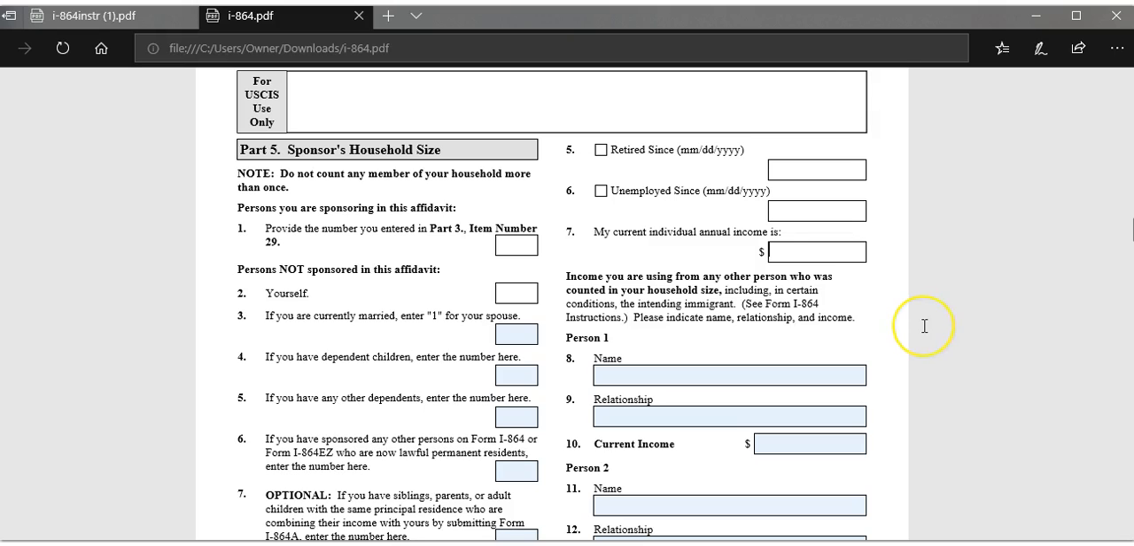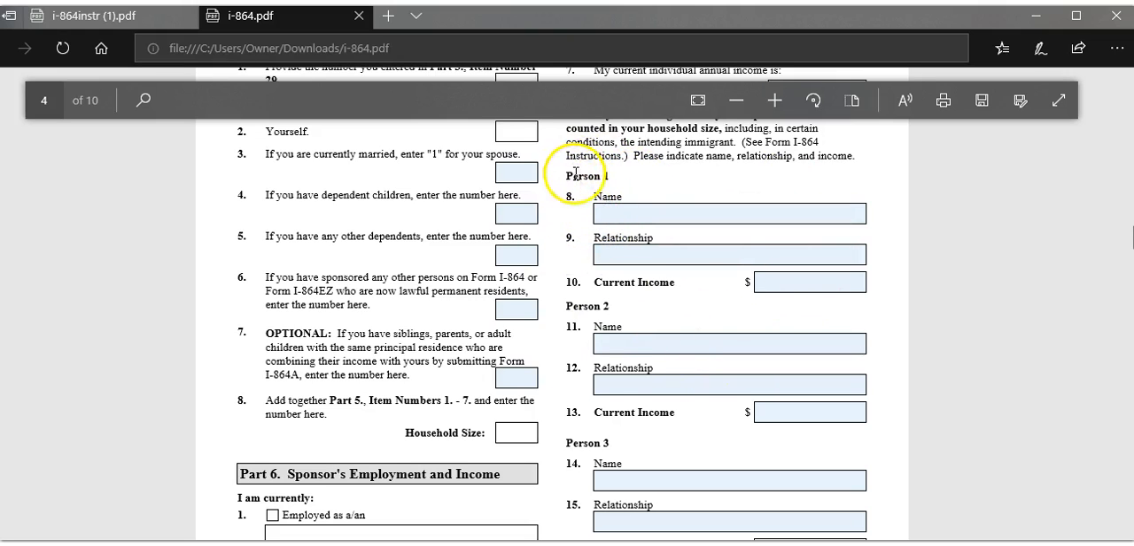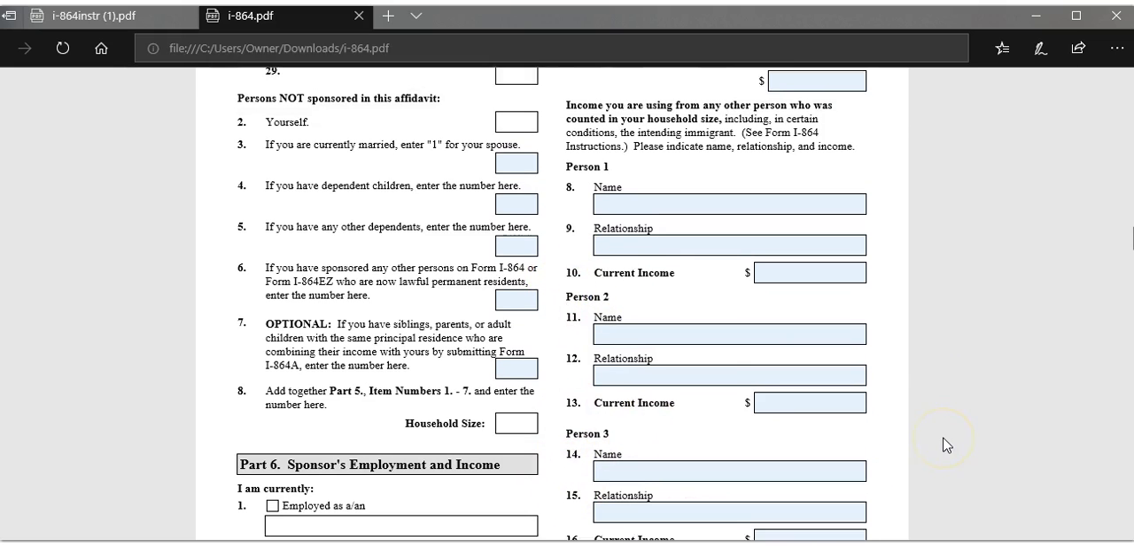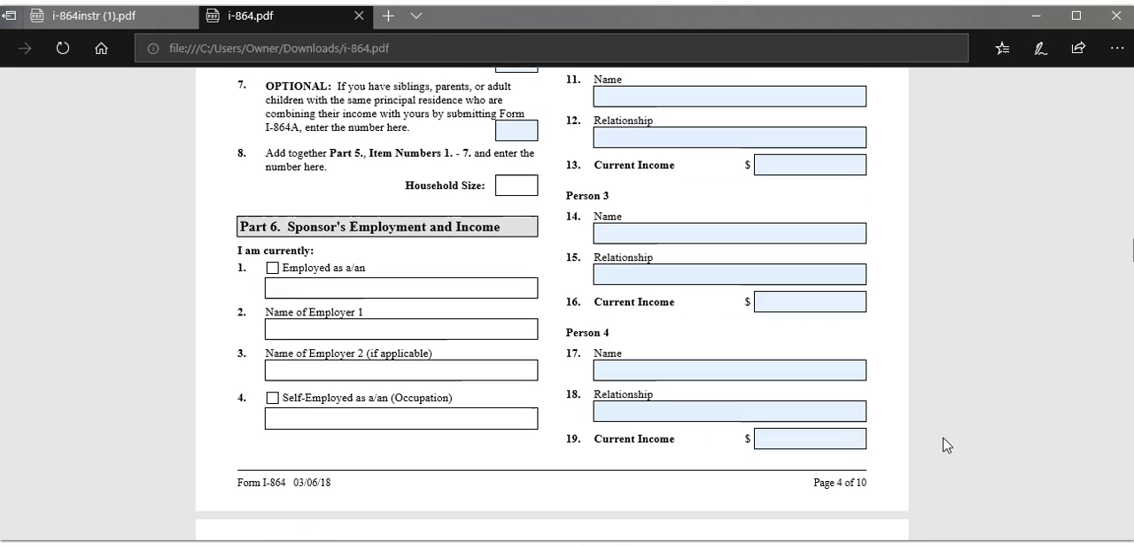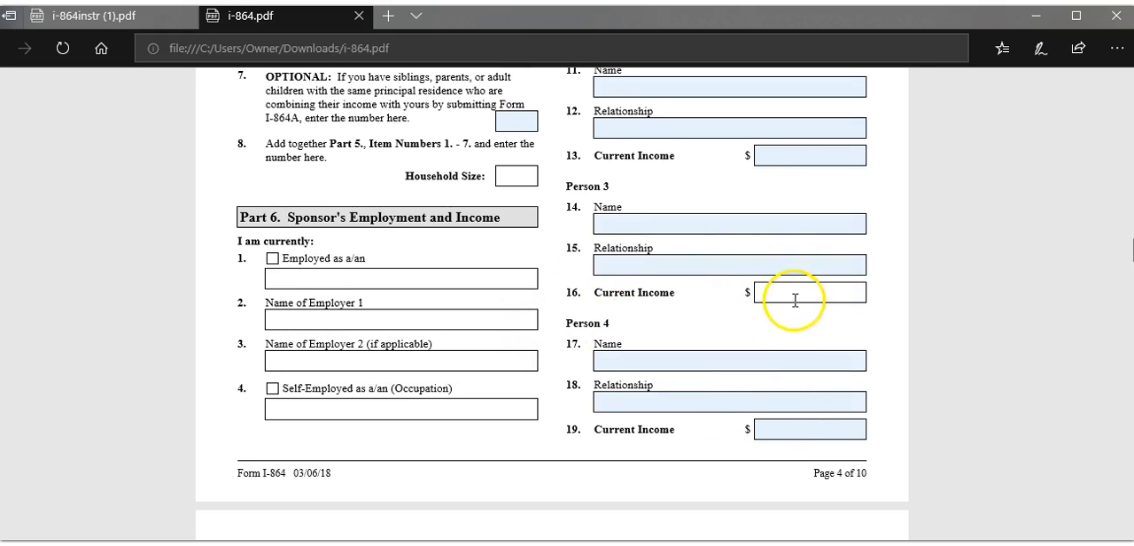And let's move on. Income you are using from any other person who is counted in the household, including, in certain conditions, the intending immigrants. Okay? If you have any questions, you can see the Form I-864 instructions for more details. Please indicate name, relationship, and income. And we write down the information of that person. Person 1, person 2, person 3. If that's the case; if it's not, just write down NA. Person 4. Name, relationship, and income.